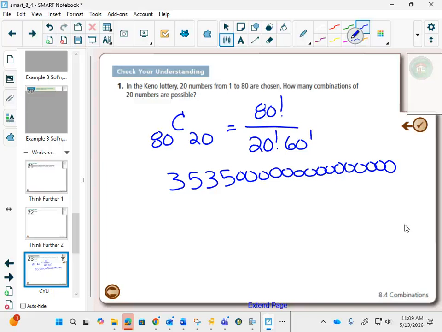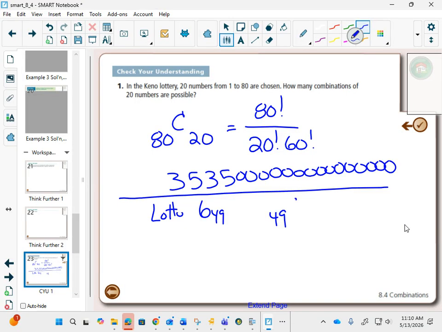Okay, but let's talk about a lottery that's more common in Canada. Have you heard of Lotto 649? How does Lotto 649 work? Very similar to the Keno lottery. You have 49 numbers. You choose 6 of them. And if you get all 6 numbers right, you win the grand prize. So 49 choose 6. What are your chances of winning?